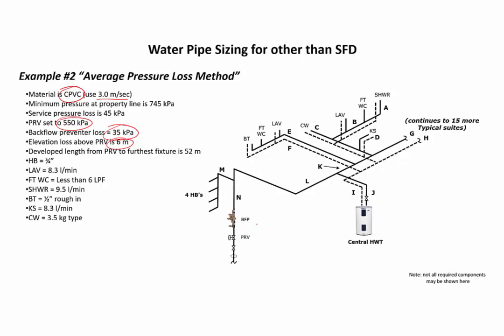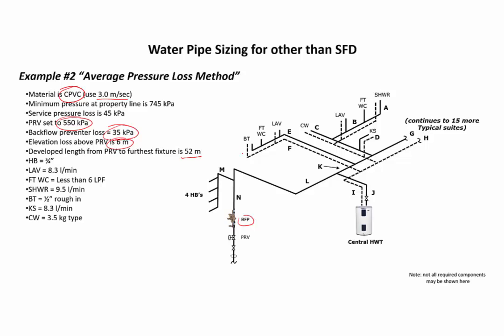We have a backflow preventer now. We're going to lose 35 kPa. We've got this backflow preventer after the PRV. Developed length 52 meters. We'll use that to calculate our equivalent length. And then we've got our specifications for all the fixtures.